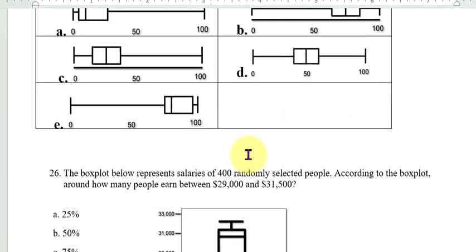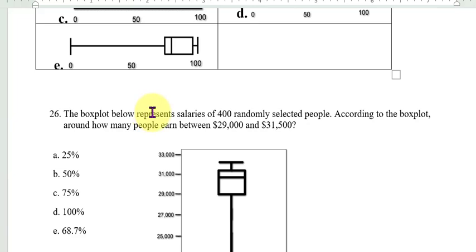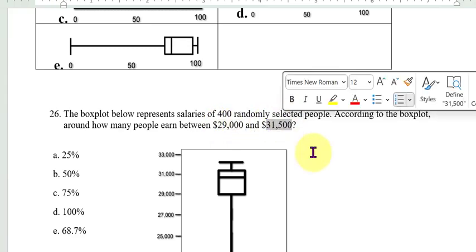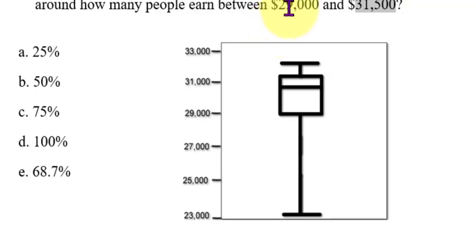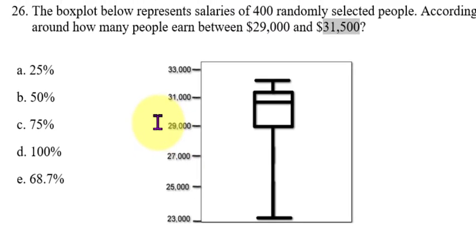Next question. Now that you know how a box plot works, we're going to answer the question. So this box plot represents 400 people. According to the box plot, how many of the people earn between $29,000 and $31,500? All right, so let's see where 29,000 is. See that 29,000? That is the bottom of this rectangle. So that makes it quartile 1. And then 31.5, that looks like the top of the box. So that is the third quartile.